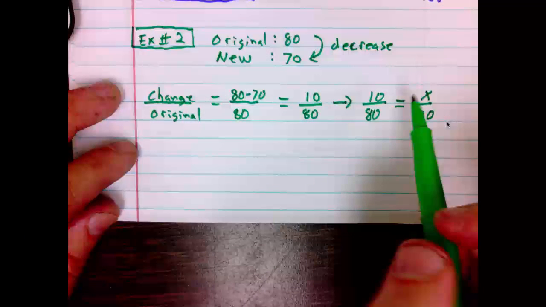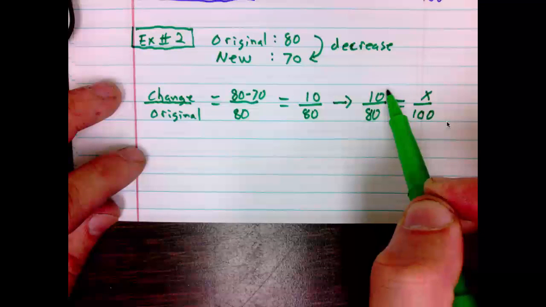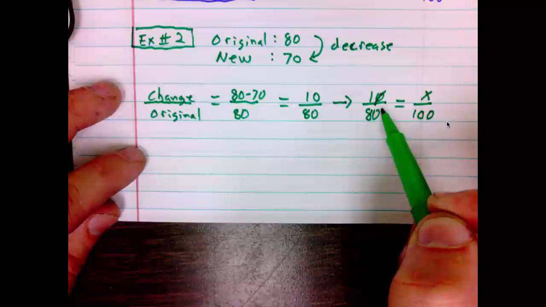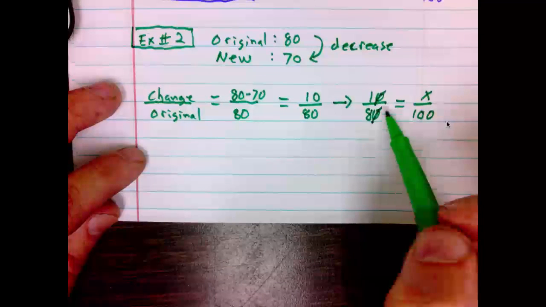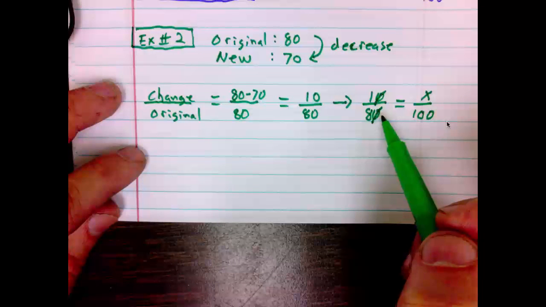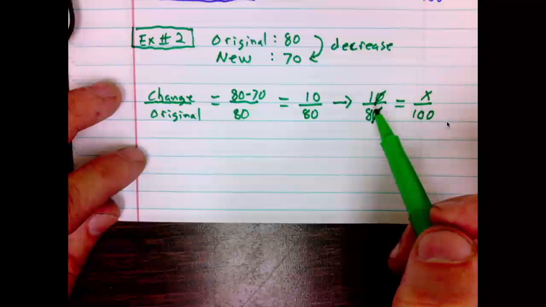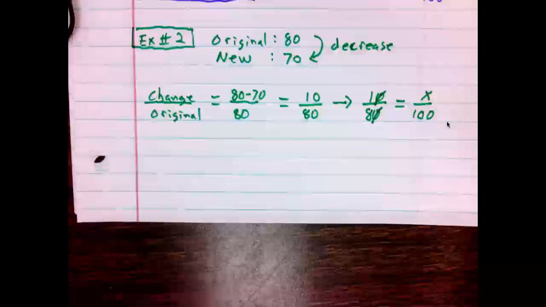All right, first do some reducing. 10 goes into 10 one time, 10 into 80 8 times. Essentially, we cast out the zeros. That is the same as dividing by 10 in this case. 10 over 80 is equivalent to 1 over 8. Now we can cross multiply.